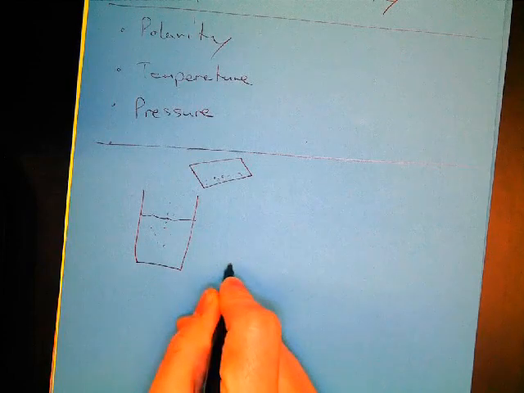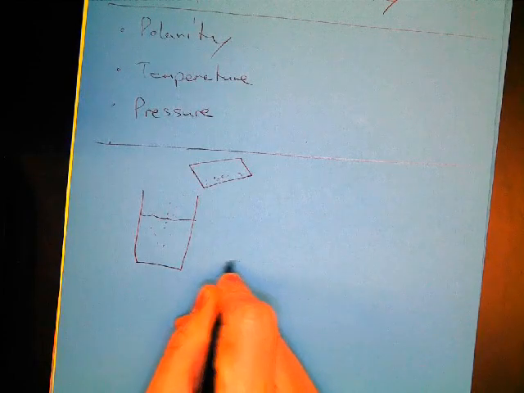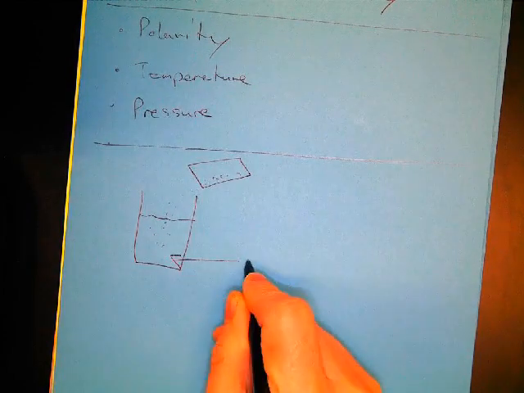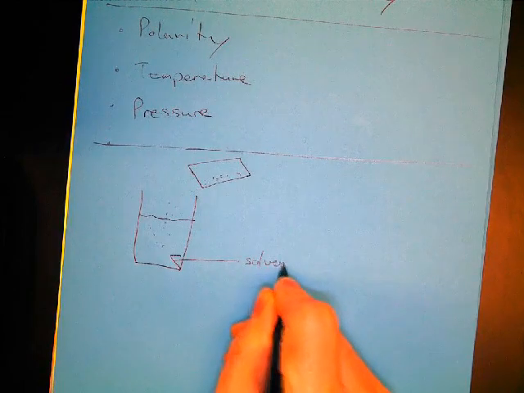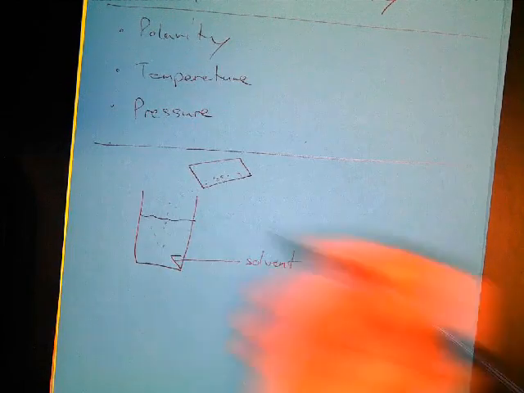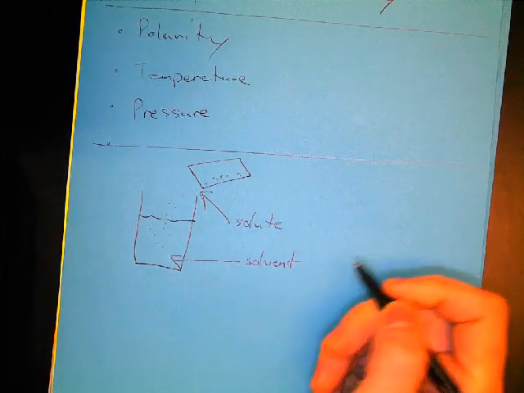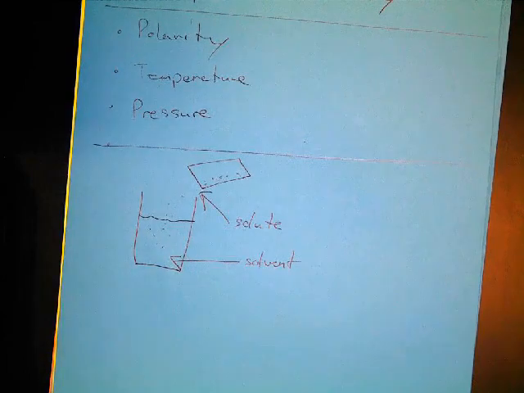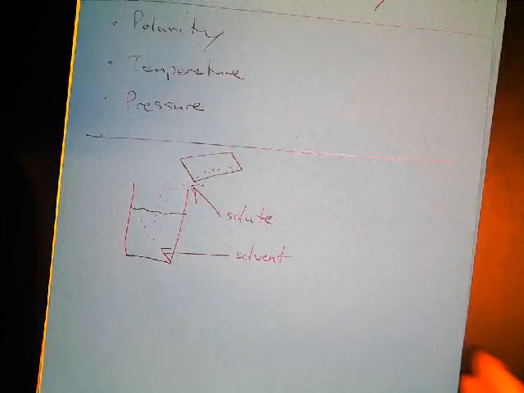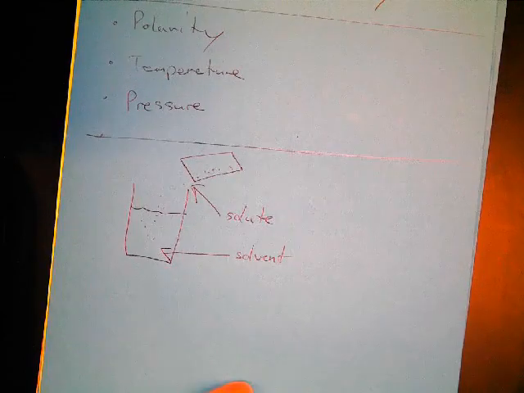So we have the water itself. We're going to have terms for all this. So new term for the water, we will call this the solvent. All right, and then the particles that we're dumping into the water will be the solute. All right, just fancy chemistry words for things you probably already knew.